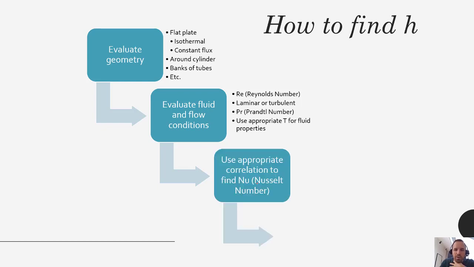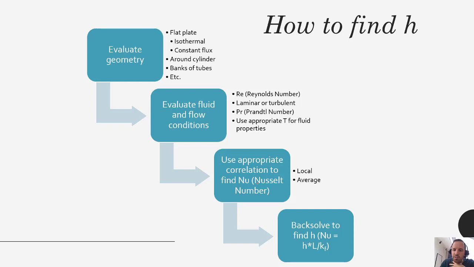We will evaluate the Nusselt number using that correlation, and that could be local or average depending on what's available and/or what you actually need. And finally, you would back-solve from the Nusselt number to find your h, using the relationship that the Nusselt number is equal to h times your characteristic dimension over the fluid thermal conductivity. And again, h can be local or average.